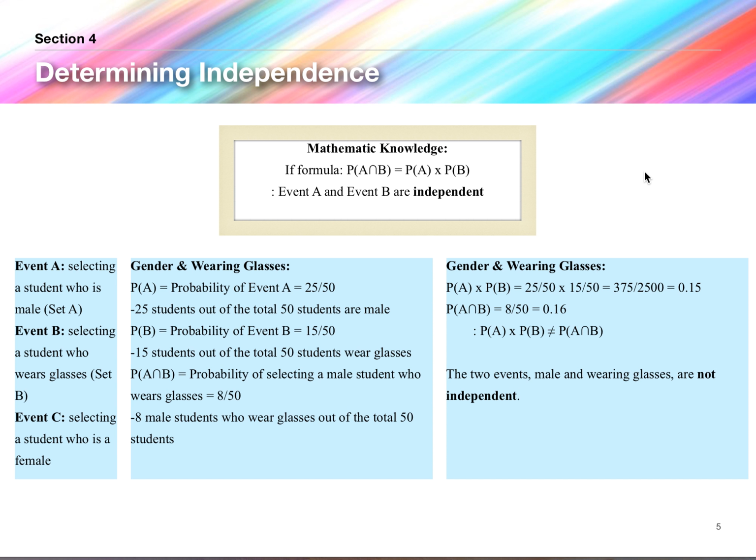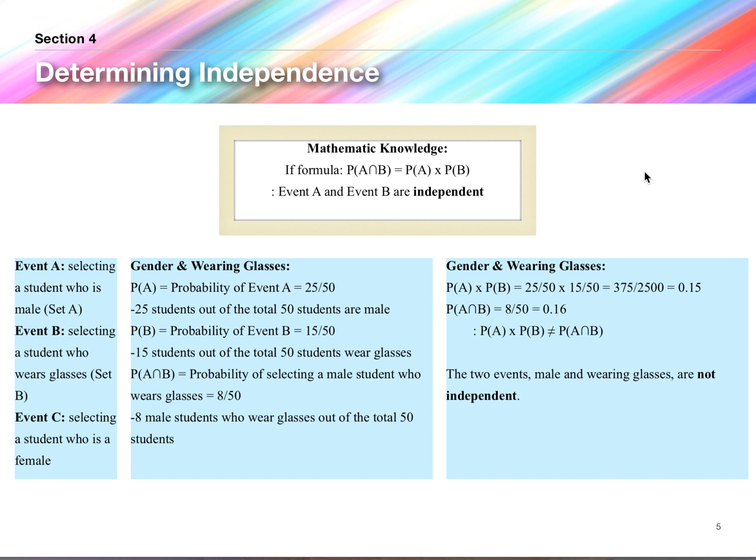I created three events. Event A, selecting a male. Event B, selecting a student who wears glasses. Event C, selecting a female. Probability of event A was 25 out of 50. And probability of event B was 15 out of 50. Probability of A and B was 8 out of 50, which was selecting a male student who wears glasses.